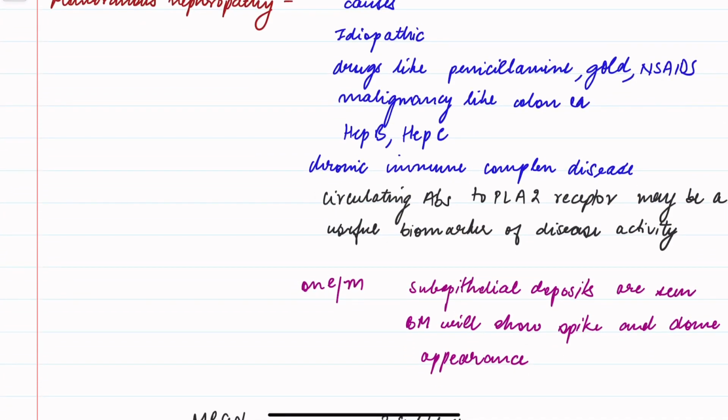Coming to membranous nephropathy, it is the most common cause of nephrotic syndrome in elderly patients. You have to know the causes. It can be idiopathic, it can be due to drugs like penicillamine, gold, NSAIDs. It can be seen in malignancy of colon, lung and melanoma. It can be seen in infections like hepatitis B, schistosomiasis, and in autoimmune disorders like SLE and thyroiditis.